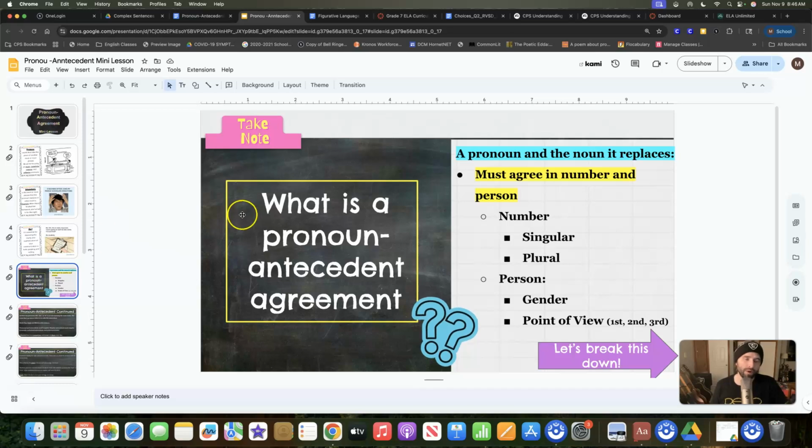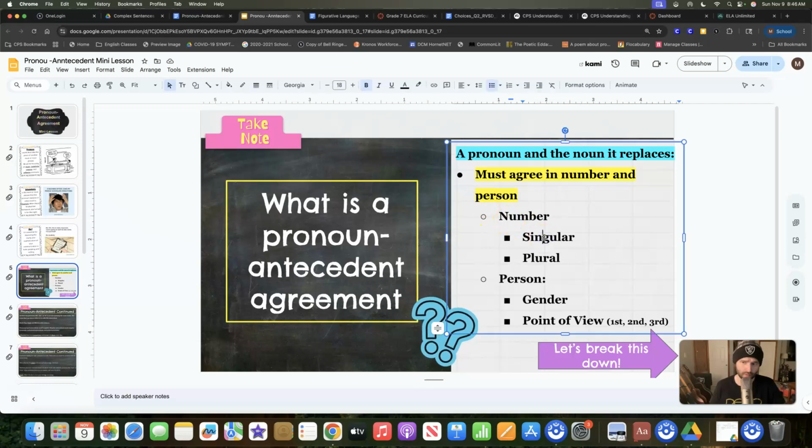Okay, so pronoun antecedent agreement is a match between the pronoun and the noun it replaces. So they must agree in number and they must agree in person. So with number, if it's a singular antecedent, it must be a singular pronoun. If it's a plural antecedent, it must be a plural pronoun. If it is a specific gender, the gender must match. And if it's a specific point of view, the point of view must match.